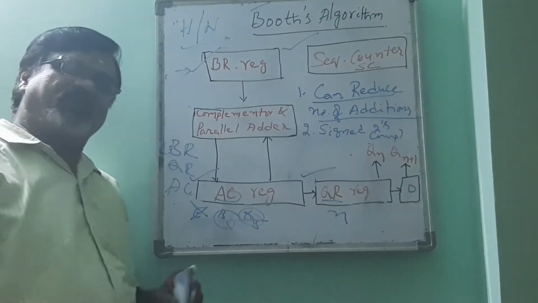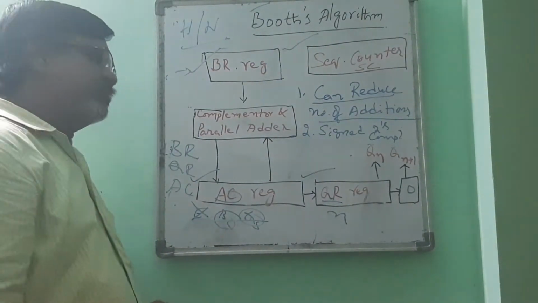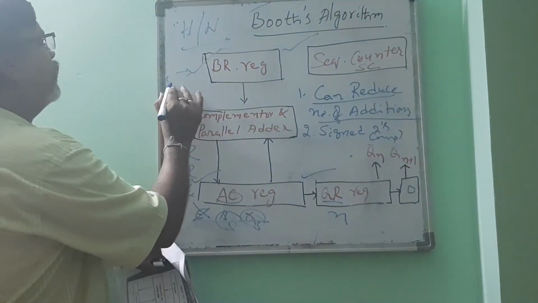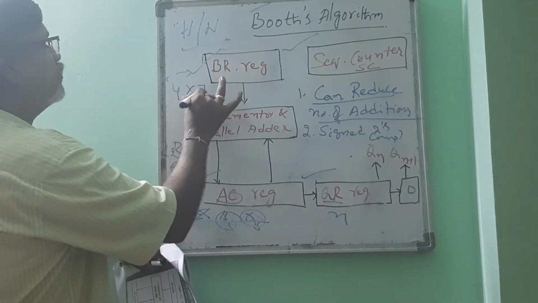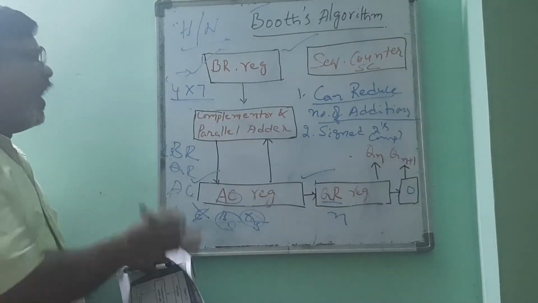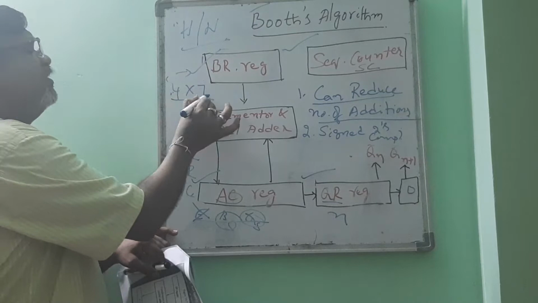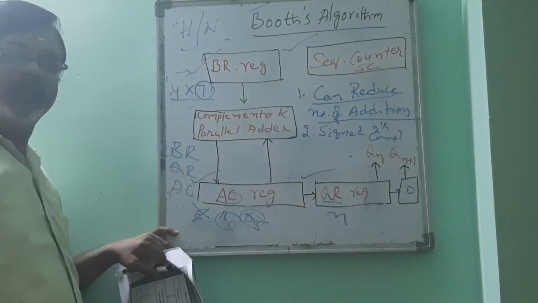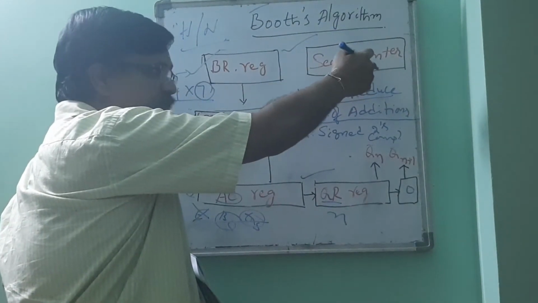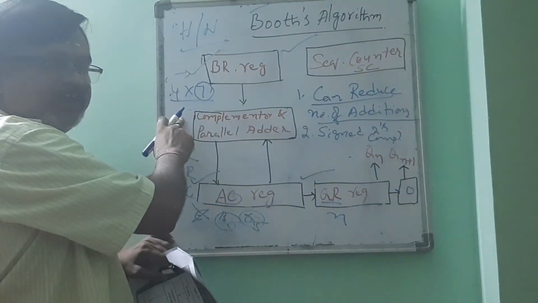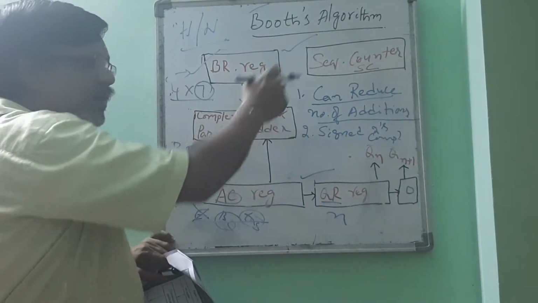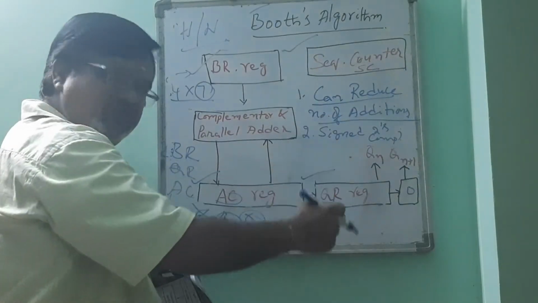What is the sequence counter used for? It tells how many times we need to perform the addition while multiplying. For example, if you multiply 4 into 7, this is nothing but adding 4 seven times. How many times we are going to add is specified in the sequence counter, and for every addition it is decremented by 1. The addition is performed until the sequence counter value becomes 0.